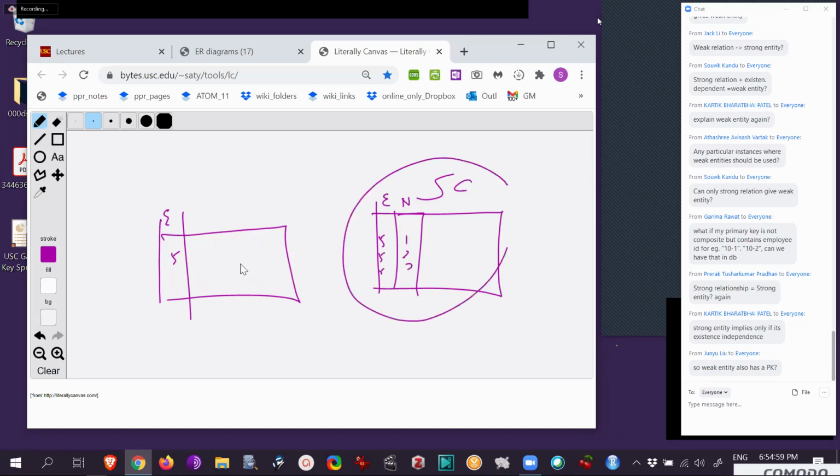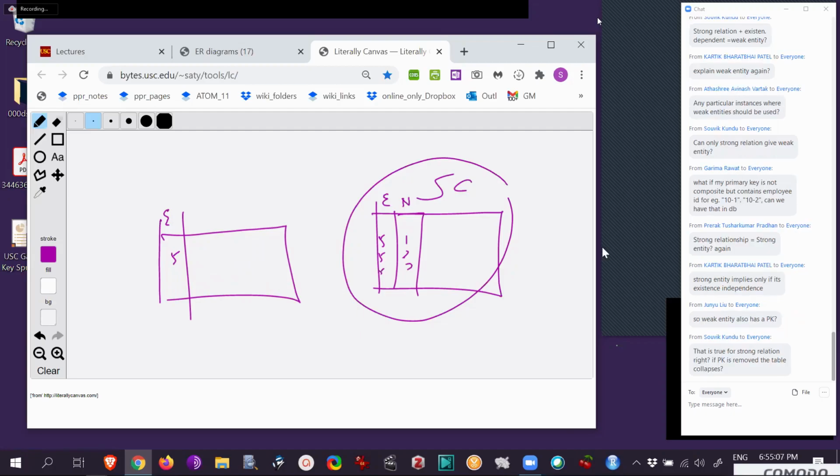That makes this weak because it is existence dependent, and also this primary key has got tangled. Therefore, a weak entity, which is what this is, has a PK. I mean, every table will have a PK. So maybe what you're asking is whether it has a compound PK. It will always have a compound PK, a part of which is coming from the primary key of the other table. That's true for a strong relation, right? If the PK is removed, the table collapses.